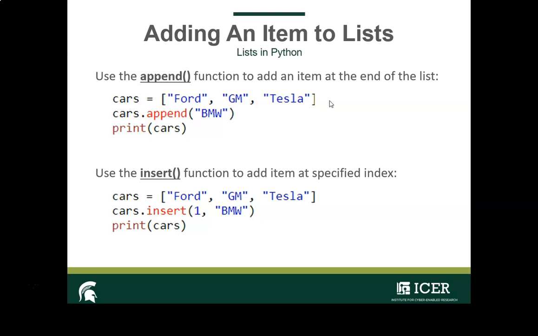this list. If you know the specific index or location within the list that you wish to put your item, you can use the insert function. As you can see from this example here, using the insert function will place the new item, BMW, between Ford and GM at the first position.